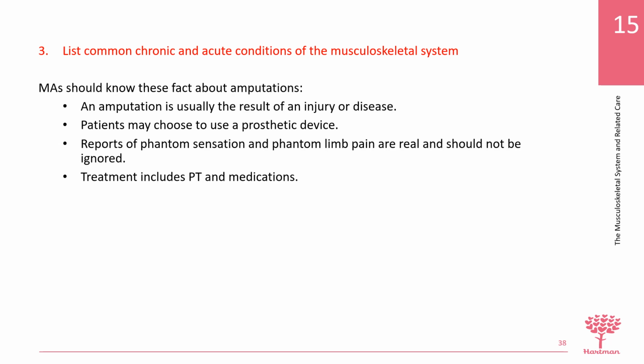So, what are some things we need to understand about amputation? An amputation is usually the result of an injury or a disease. Patients may choose to use a prosthetic device, and you can see also on page 226, the young lady has a prosthetic device. What is a prosthetic device? A prosthesis or prosthetic device is an artificial limb that will replace what has been amputated. Patients may also report phantom sensation and limb pain, which we just talked about. And so treatments include physical therapy and medications as well.